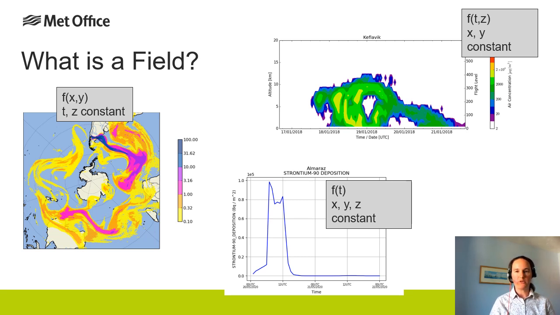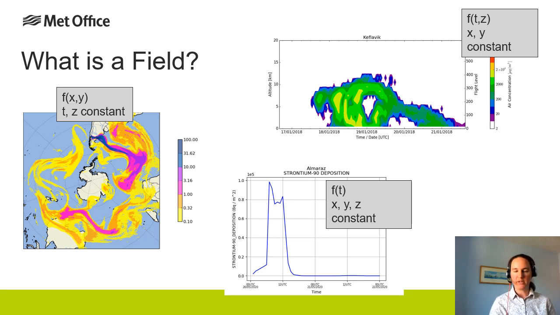It might also help to look visually at what a field looks like. So here are some examples of fields. If you look here on the left-hand side, we can see a classic example of a field. So this field has an x and y dimension, and in this particular snapshot, we can see that both z and t are held constant.